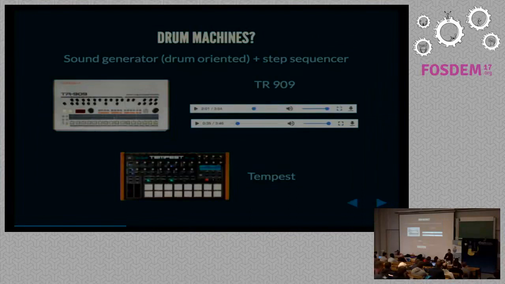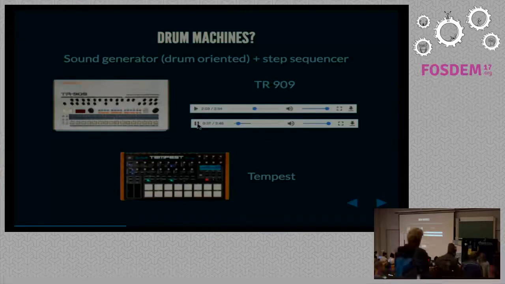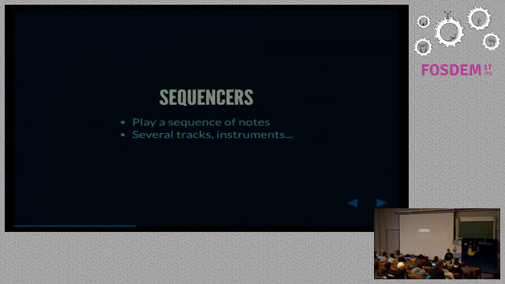Now, what about drum machines? These are sound generators plus a step sequencer, which I will define shortly. A famous example is the TR-909, from Daft Punk, or in various other styles, like with Bjork. So this is a TR-909 too.